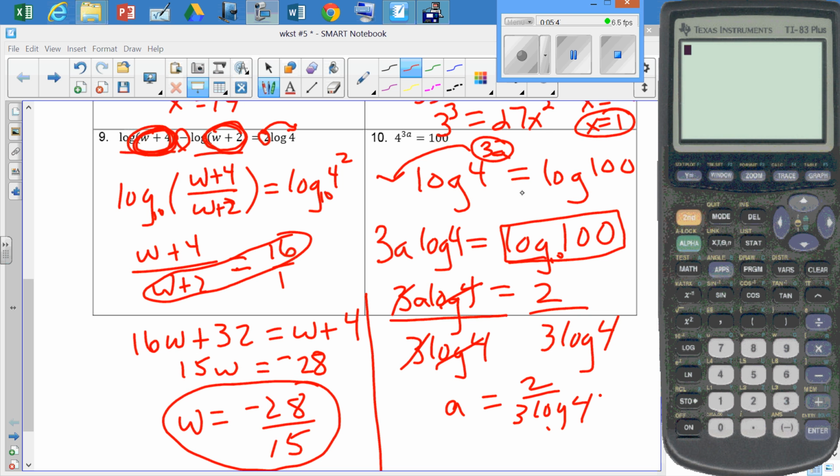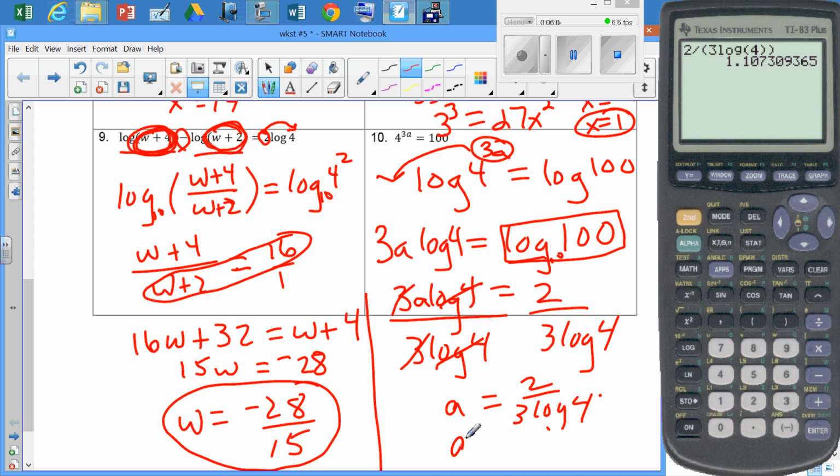Alright, got this working now. What we're going to do is actually just divide it the way it's written. But my denominator I'm going to put in parentheses, 3 log 4. I have to do a double parentheses here because that 4 needs to be closed off and then the denominator does. So we hit enter and we get a is approximately 1.107.